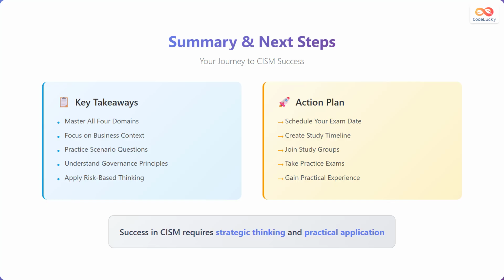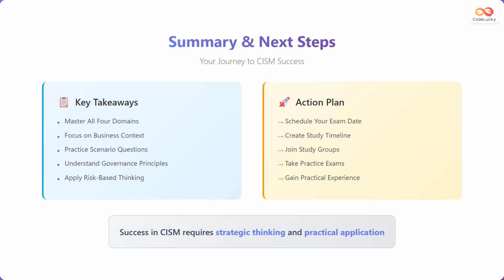Understand governance principles deeply, as these underpin all security management activities. Apply risk-based thinking to show how you prioritize and make decisions in resource-constrained environments. Your action plan should include scheduling your exam date to create a firm commitment and timeline. Create a realistic study timeline that allows sufficient preparation time while maintaining momentum.